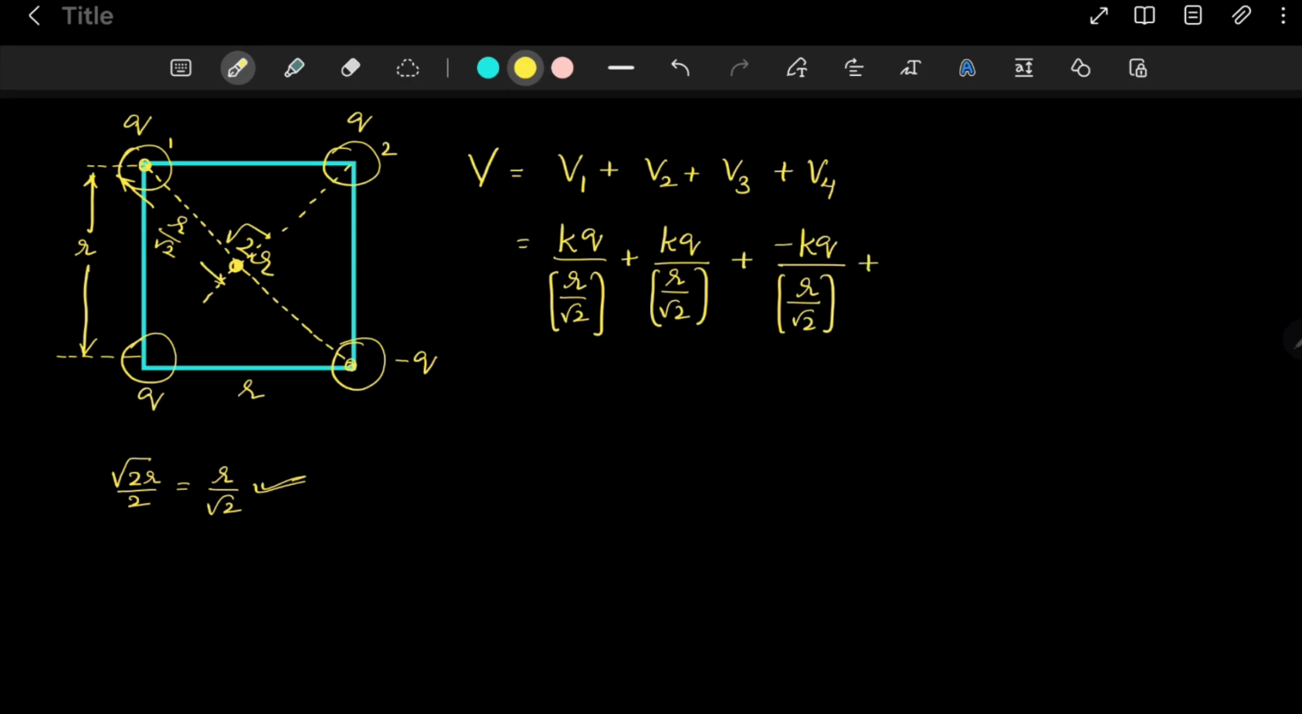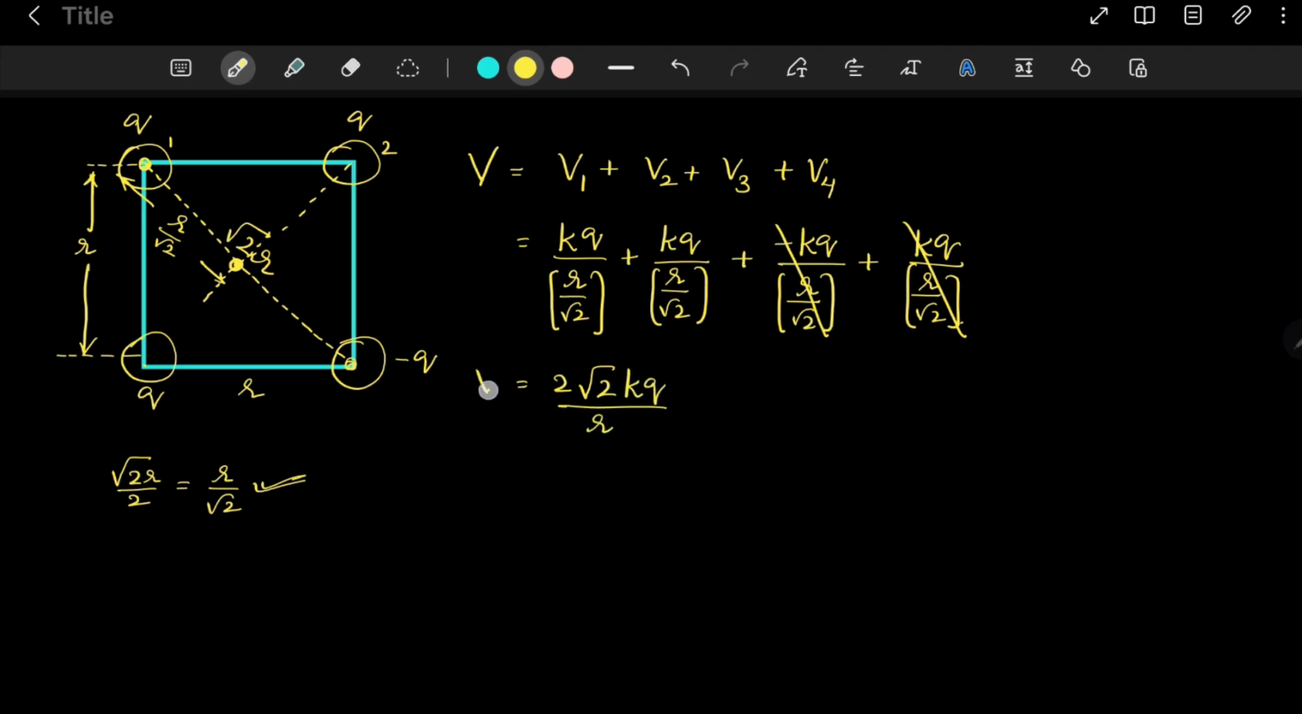And the fourth charge again, it is how much? Q. So this is kq by r by root 2. Anyway, positive as well as negative will get cancelled. So it will be root 2 also, if it goes up, it will be 2 times root 2 kq divided by r. That will be the net electric potential at the center.